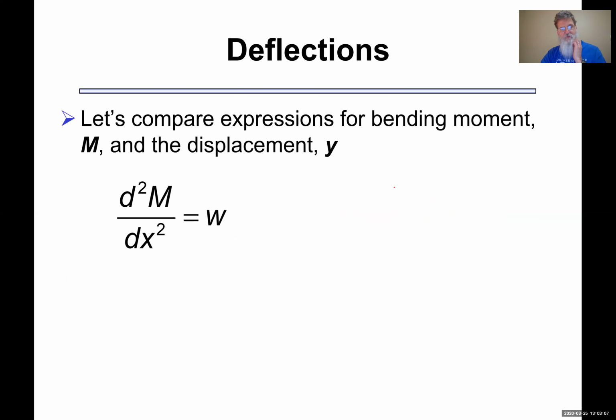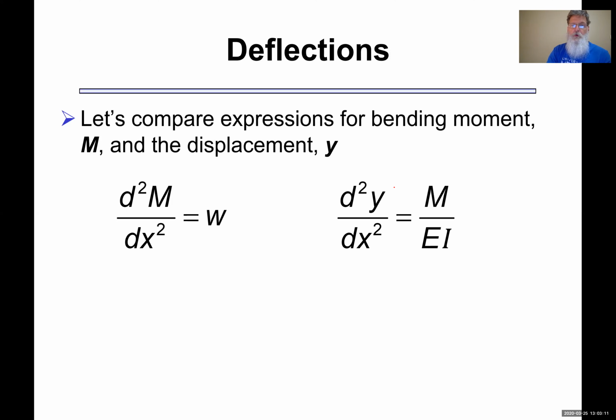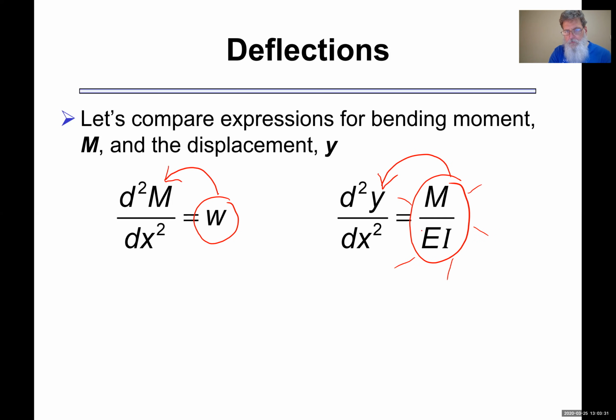We know the second derivative of moment is the load, and the second derivative of displacement is M over EI. Again, you'll notice the right-hand side, load and moment, play the same role as in shear and slope, and then they also relate back. So we know the load is related to the moment, and this M over EI is related to that. So really, if I could treat this over here as some kind of load, then I could predict displacement. And remember, that's our ultimate goal.